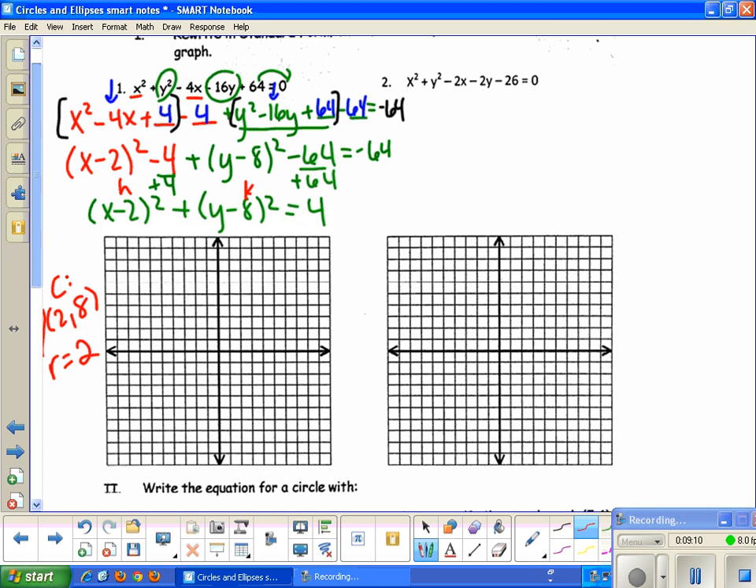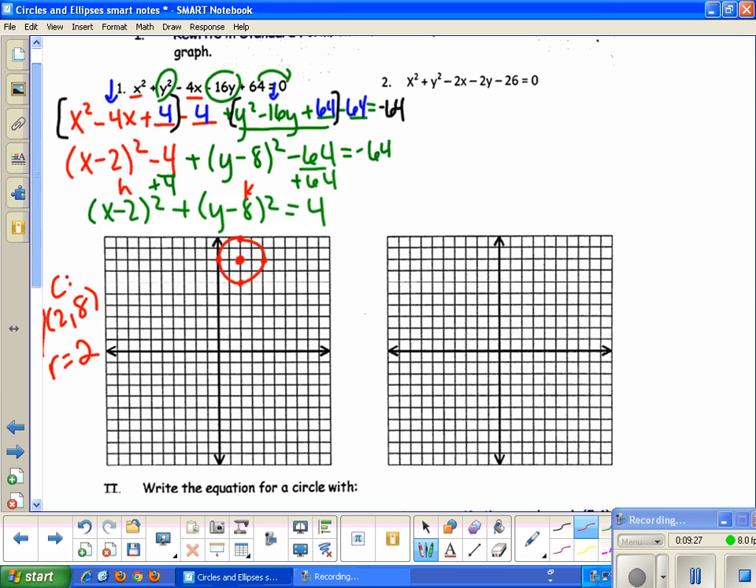I'm going to go over 2 and up 8, which is right here. And then I'm going to count up 2, down 2, right 2, and left 2, and then draw my circle.